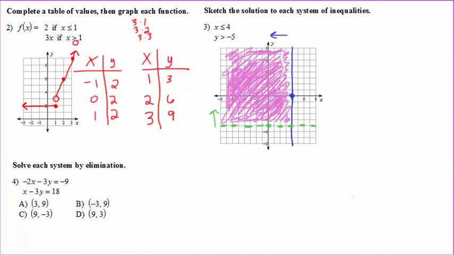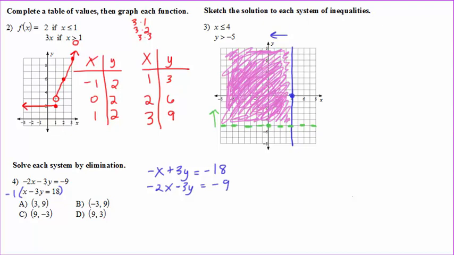Number 4, solve each system by elimination. So when we look for elimination, we want to say, okay, is there a way I can get the same number in front of either both x's or both y's? We've already got the same number in front of both y's here. That's good. But we also want them to be different signs. So we're going to take one of these equations, and it doesn't matter which one. We're going to multiply by -1 so that we can change it to a positive 3y. But make sure that you change everything in that equation.